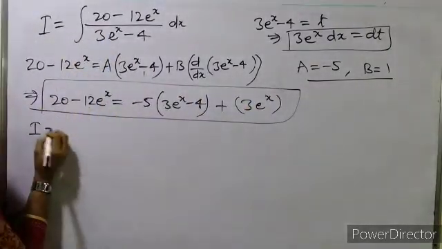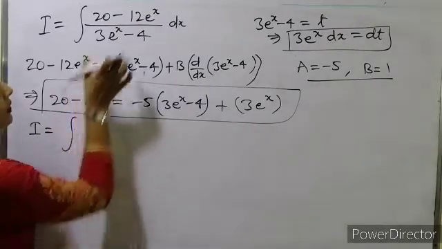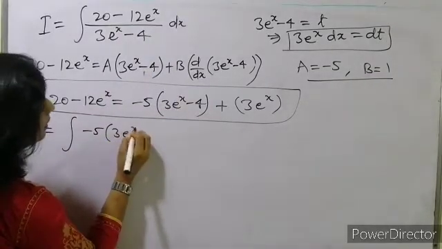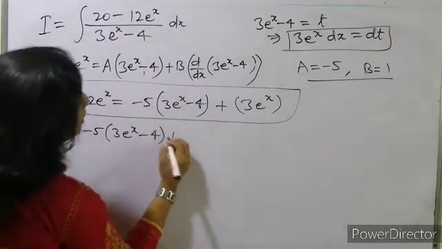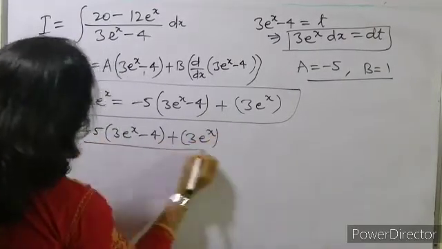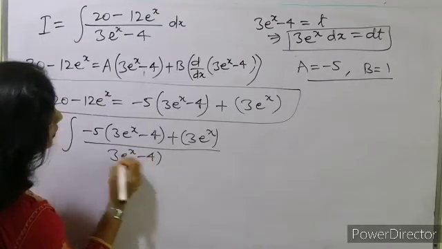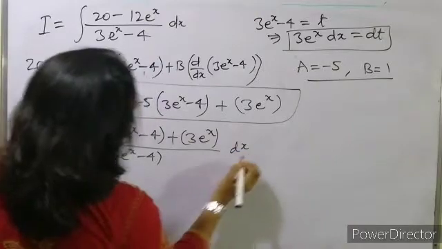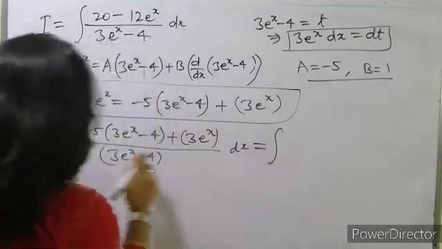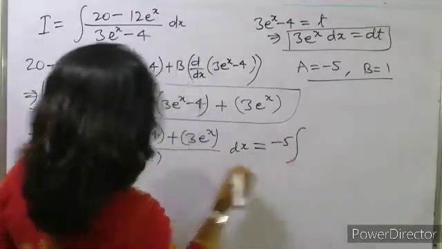So I का वैल्यू क्या होगा हमारा, I का वैल्यू will be equal to, this function को will write like this: -5 into (3 e to the power x minus 4 plus 3 e to the power x) divided by (3 e to the power x minus 4) dx. Now we can write like this, क्या लिख सकते हैं, -5 हम आगे ले लेंगे, -5 आगे लिया.